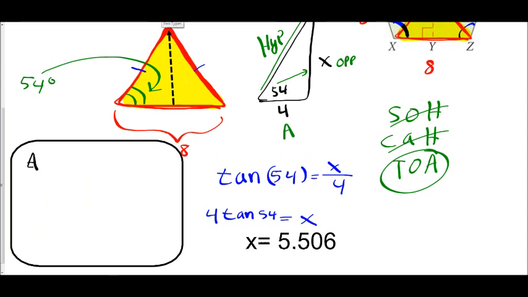So the area of this triangle is equal to 1/2 times the base times the height. So first things first, we know the base is 8 if we're looking for the area of this yellow triangle. So maybe I'll just kind of color this in yellow so you know what I'm talking about. I'm looking for this area right here, the area of the yellow. And that's going to be 1/2 times the base, which is 8, times the height, which is 5.506.